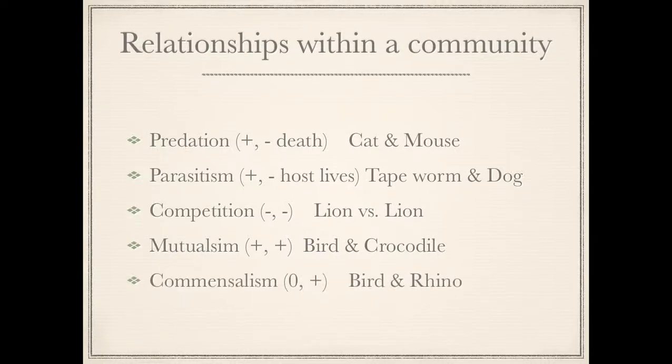And there's lastly what we call commensalism, which is where you have a gain for one organism, but the other remains unaffected. So in this case, you've got a bird and a rhinoceros. The bird lives on the rhinoceros's back and gets protection from other animals or from predation, whereas the rhino is not getting any benefit from this relationship, but is also not being harmed at the same time.